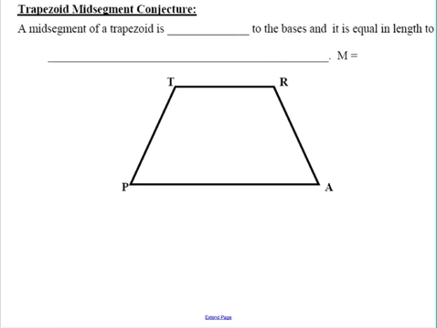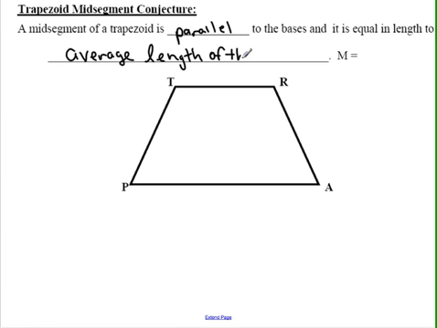Okay. Trapezoid mid-segment conjecture. It says the mid-segment of a trapezoid is parallel to the bases and is equal in length to, this is kind of a weird thing, the average length of the bases. Okay? And there's going to be a little formula for this. That's why it says M equals.